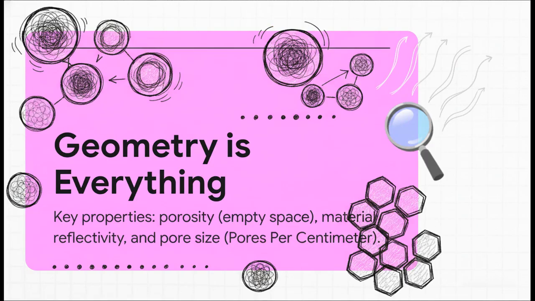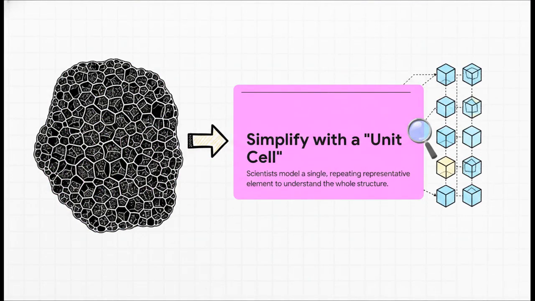Second principle, it all comes down to the geometry. Seriously, if you remember nothing else from this, remember these 3 parameters. Porosity, which is just how much empty space there is, the reflectivity of the solid material itself, and the pore size. Think of those as the 3 main control knobs for everything. And finally, number 3. How in the world do you do the math for something as complex and random as a foam? Well, you kind of cheat. You model one tiny representative building block, what's called a unit cell, and then you just assume the whole material is a giant stack of these. It's the only way to make the math even possible.